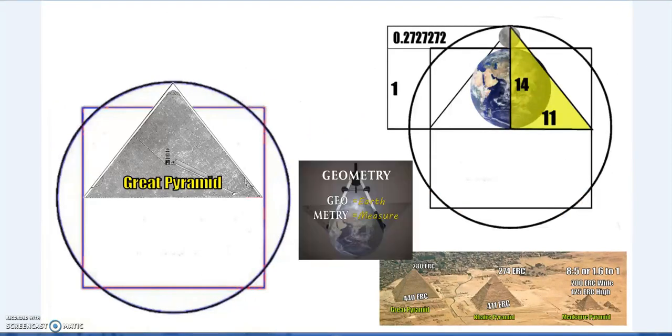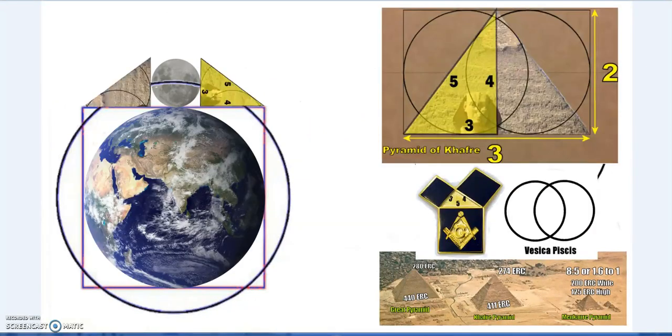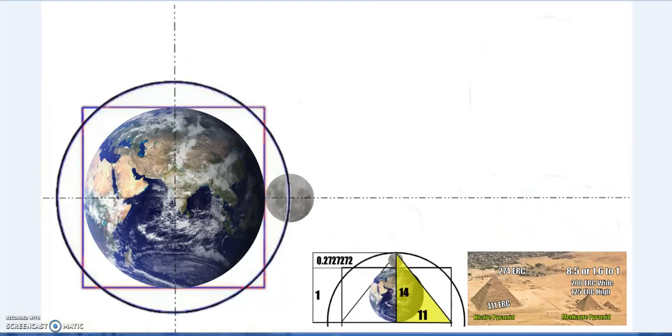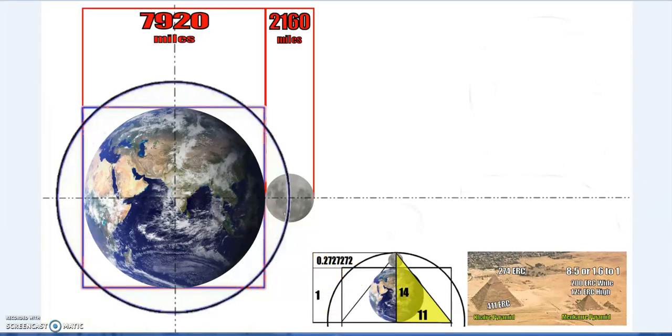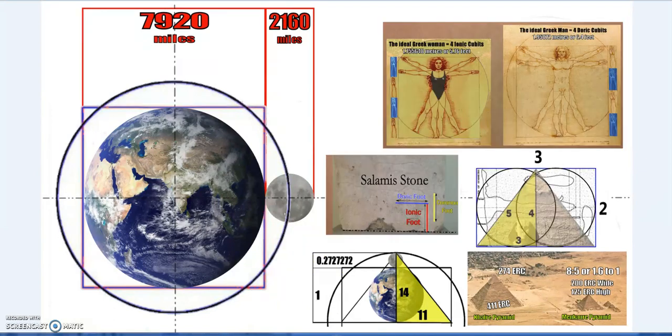Now, the Great Pyramid went through the size of the Earth and, again, Pythagorean triangles. The relationship of the size of the Earth to the size of the Moon, as expressed in the Great Pyramid, also blends nicely with Khafre's Pyramid via the Pythagorean 3, 4, 5 triangle. This 14 to 11, or 1 to 0.2727, describes the Earth. This was covered in the last episode, whether it's Vitruvian Man or the Salamis stone, which is an ancient conversion tool between various units of measure.